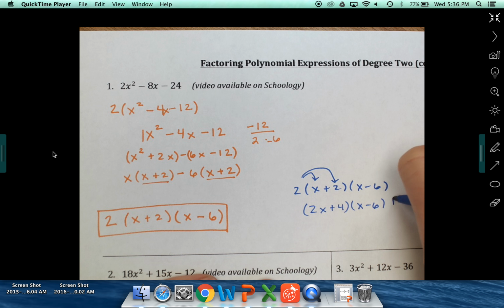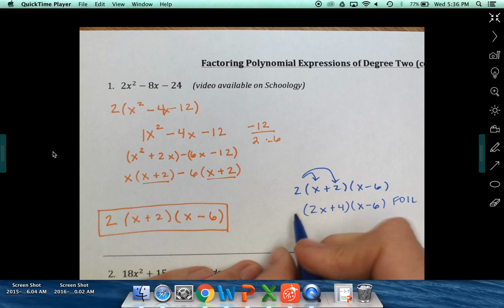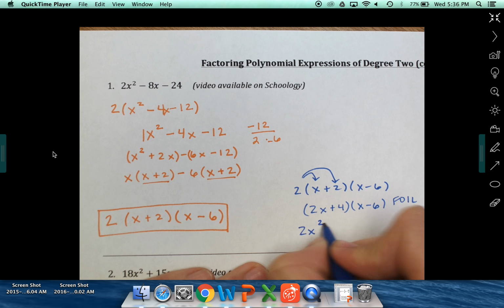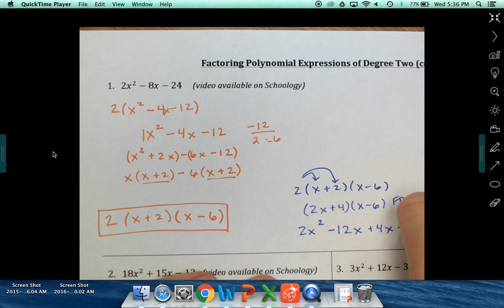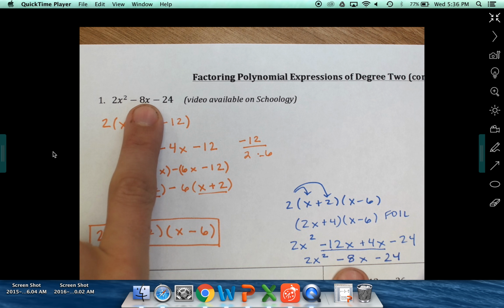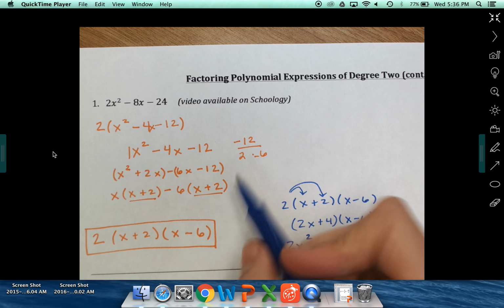Now, I can FOIL. So my first two terms, 2x times x is 2x squared. My outside is 2x times negative 6 is negative 12x. For my inside, 4 times x is 4x. 4 times negative 6 is negative 24. I can combine my like terms here in the middle. That would leave me with 2x squared, negative 12 plus 4 minus 8x minus 24. Notice it matches up, so my answer is good to go.